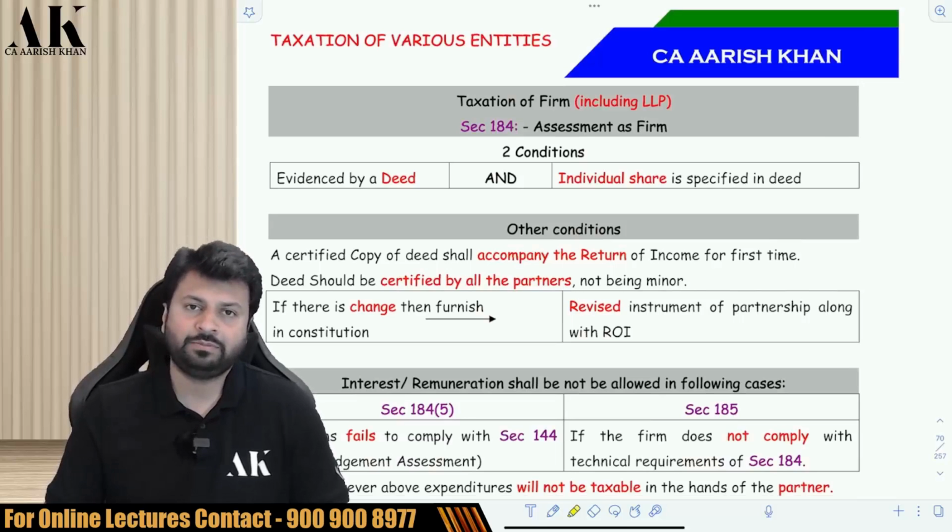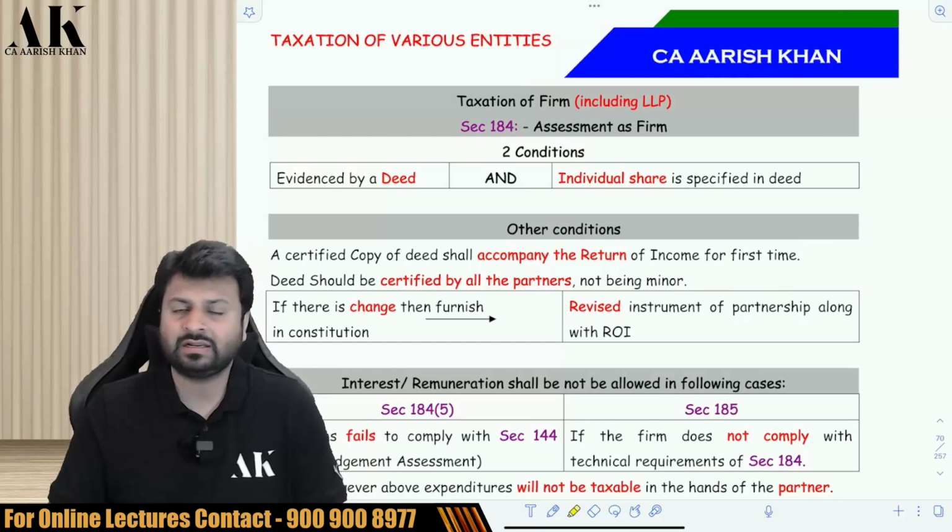will also include LLP. Whenever we talk about a firm in this chapter, that will automatically be applicable to LLP also. So first of all, what is a firm? A firm is a partnership firm which is registered under the Partnership Act 1932.